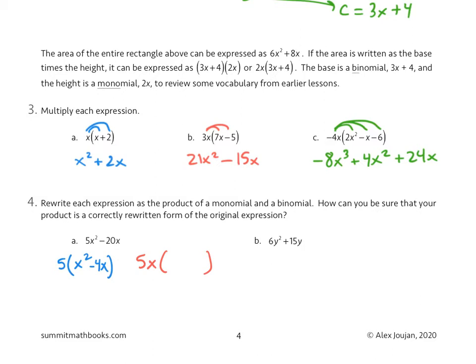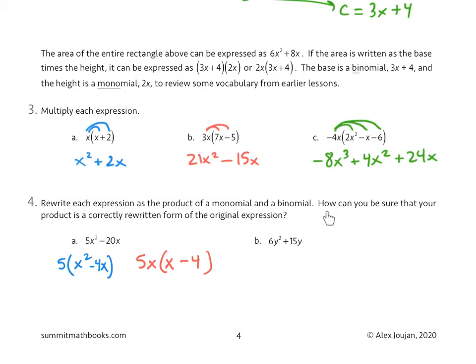Let's do one term at a time. 5x multiplied by what would equal 5x squared? 5x times x is 5x squared. So I can put an x right here. 5x times what equals negative 20x? 20x is 4 times larger than 5x. And this is negative, so I could put a minus 4. Because 5x times negative 4 is negative 20x. So here is another possible monomial and binomial product. A monomial times a binomial.